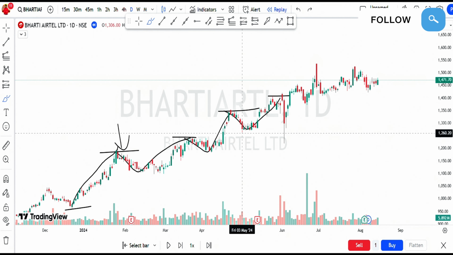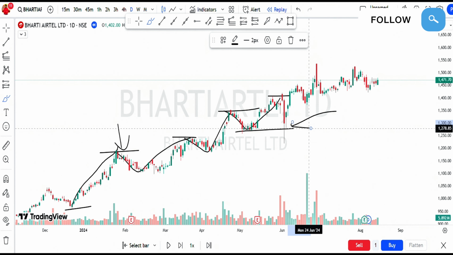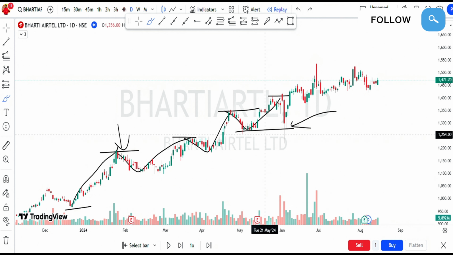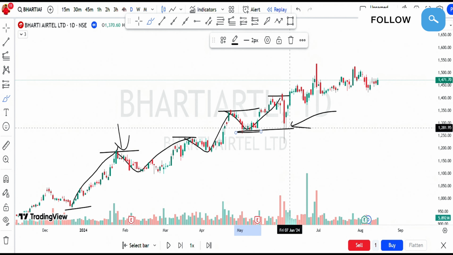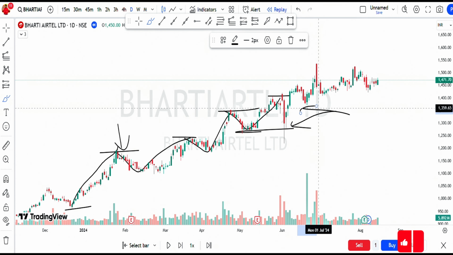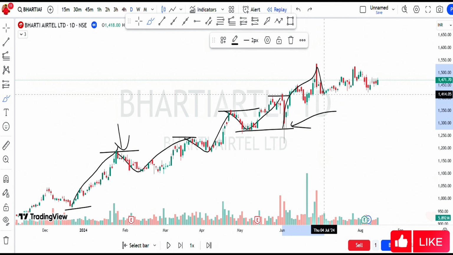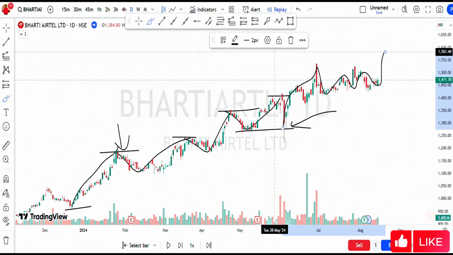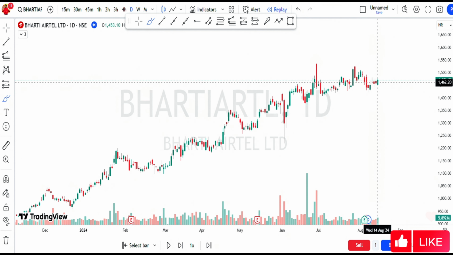And then there was a break of this place, right? But the stock didn't close. You see the candle is not closing below this, right? The stock is not closing below this, and hence the stock went up. And then the stock rallied towards its high, and then there was a small bit of consolidation over this place. This was before August 14.